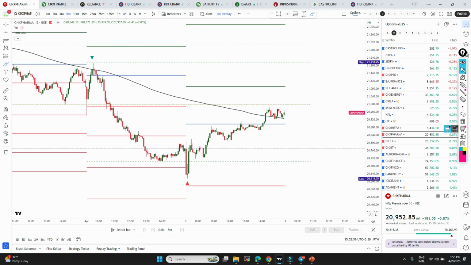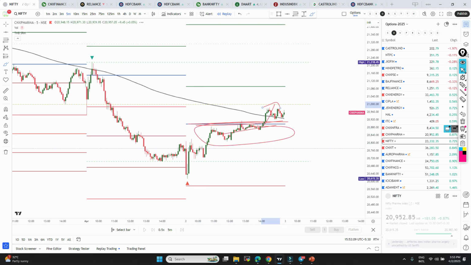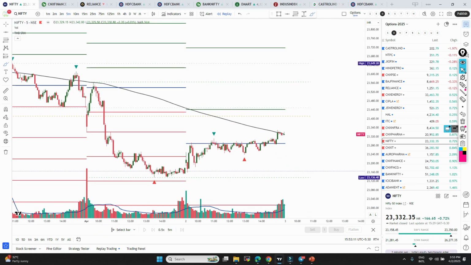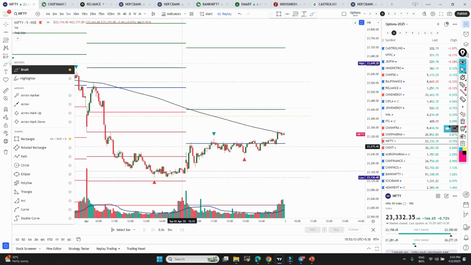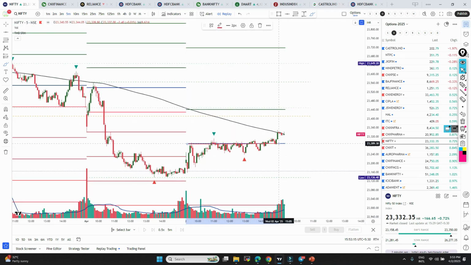The pharma sector had the move till this point. This acted as a resistance here, but at a later point of time it allowed it to go up. If we see the Nifty, I'm talking about the fractals. This fractal formed, right?